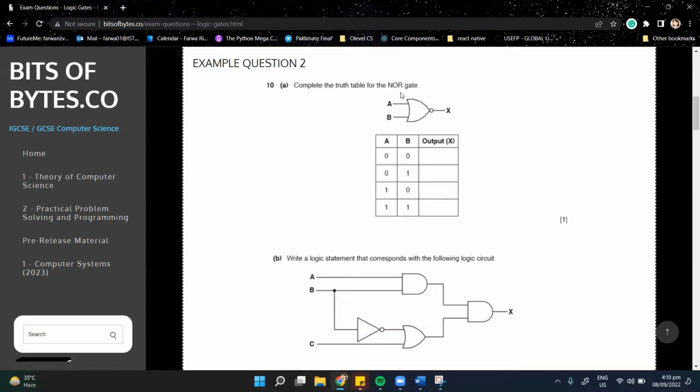A and B. No. What does NOR mean? What are the two gates that NOR uses? OR and NOT, right? Yeah. So now we know that whatever output we get for OR, the opposite of that is going to become the NOR gate output. So just off the top of your head, what does the OR gate's output give you with these inputs?